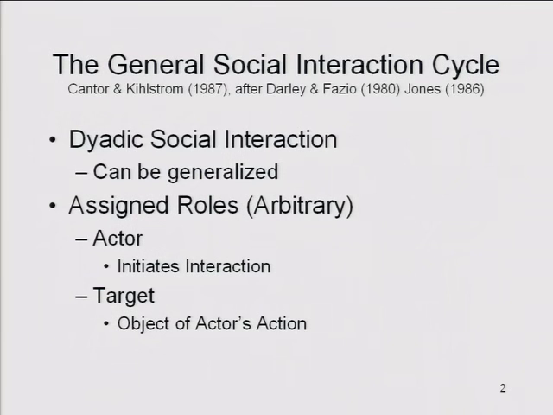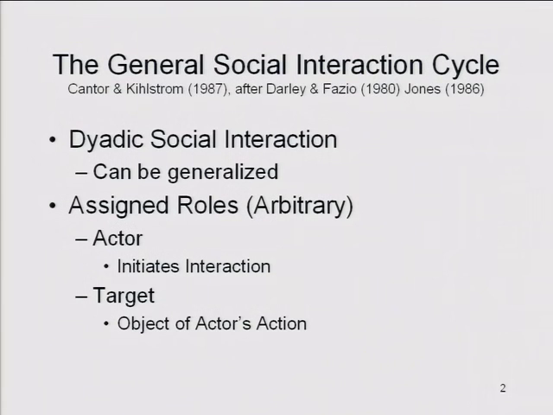The example we're going to use today applies to the very simplest form of social interaction, what's known as a dyadic social interaction between just two people, but it can be generalized to a wide variety of social interactions between one individual and a group, between one group and another group, and so on and so forth. When you look at how this general social interaction cycle operates, it's a cycle. It keeps going for a while.